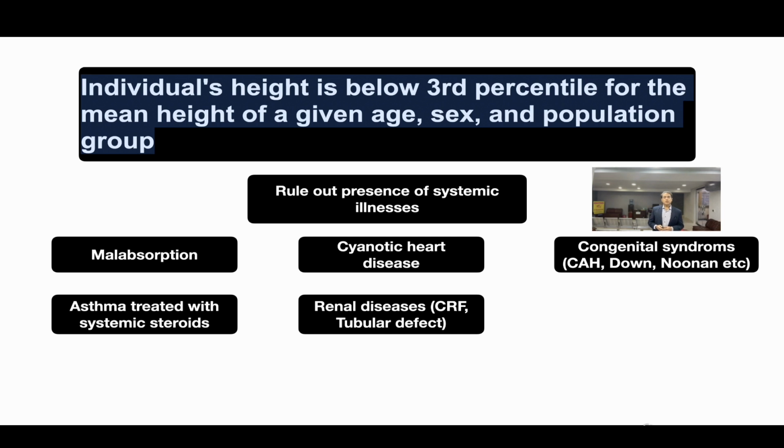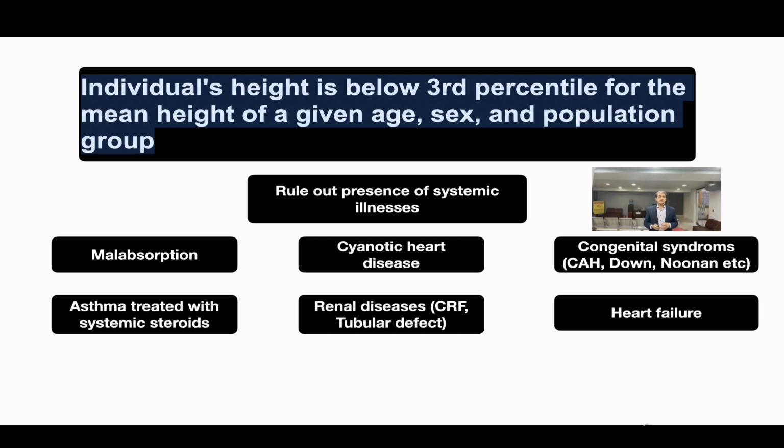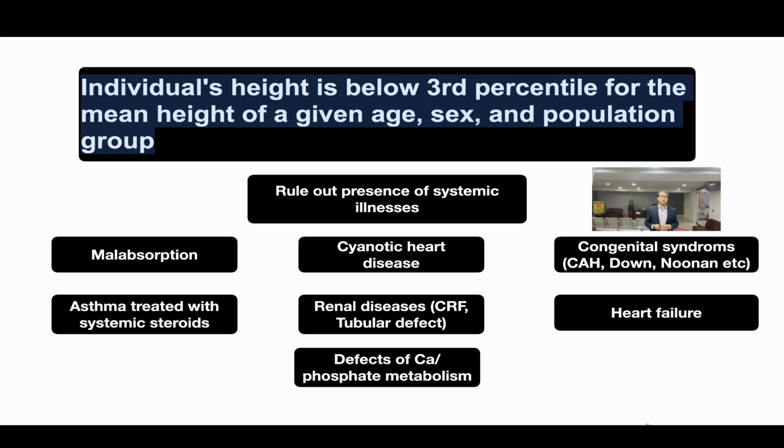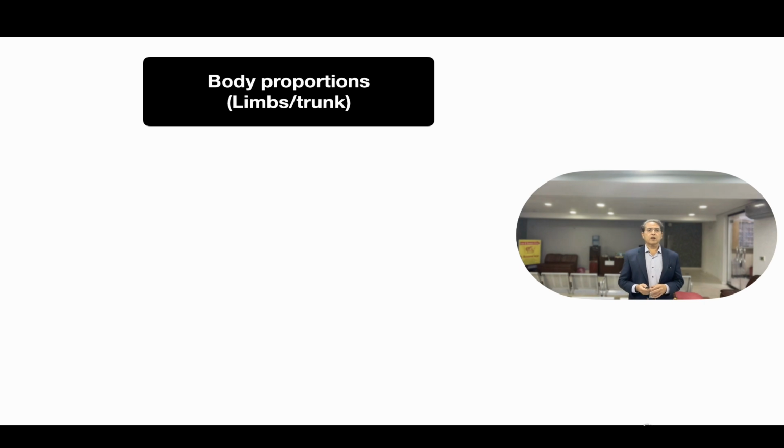Patients who have renal diseases like chronic renal failure, or renal tubular defects, patients who have heart failure, or patients who have a problem with calcium and phosphate metabolism. If these are present, these can explain the patient's dwarfism or short stature. If these systemic conditions are not present, look at the body proportions between the limbs and the trunk.